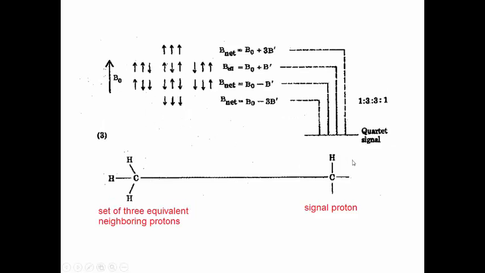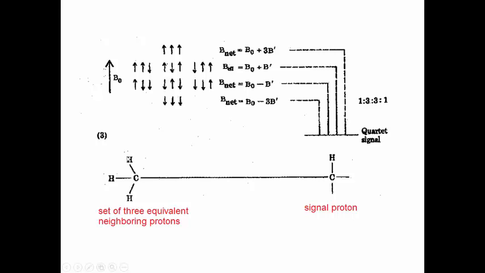Now let's look at another situation. In this case we have one signal proton as before, but we have three equivalent neighboring hydrogens. Three equivalent neighboring hydrogens on the carbon adjacent to the carbon bearing the signal proton. Well, with three neighboring hydrogens, there are a larger number of local magnetic fields that our signal proton is going to feel. How many are there?